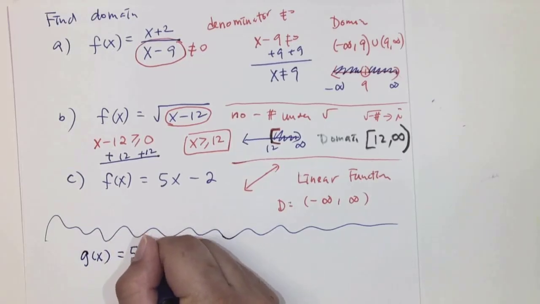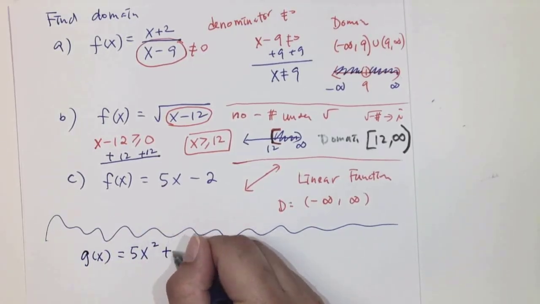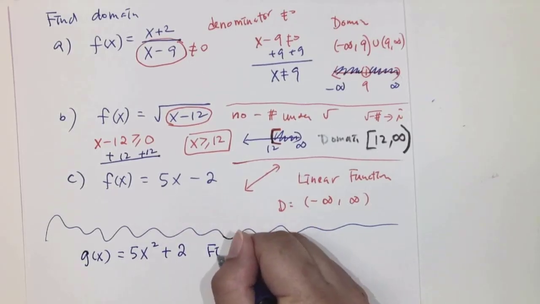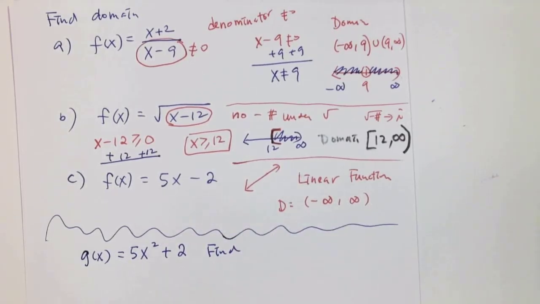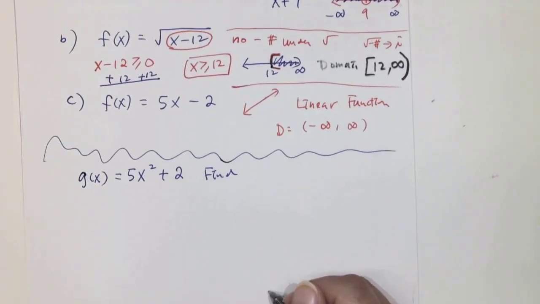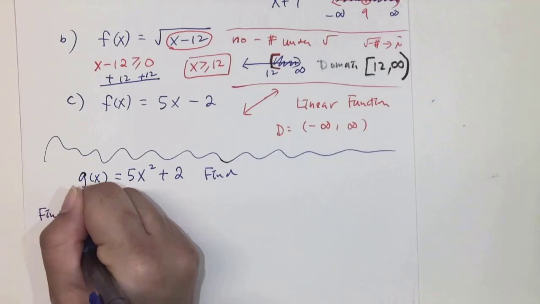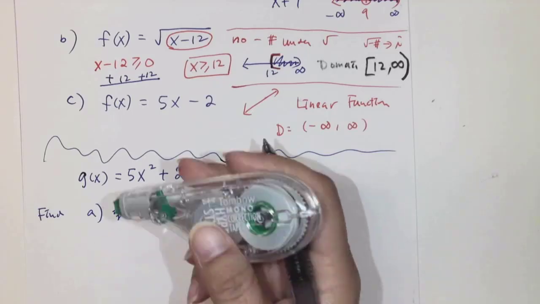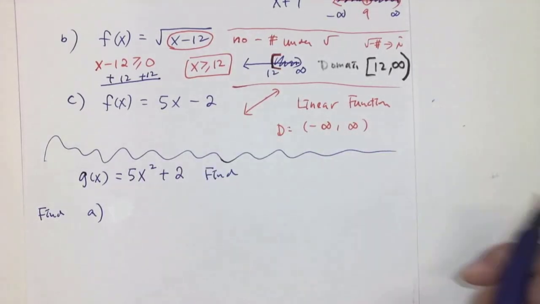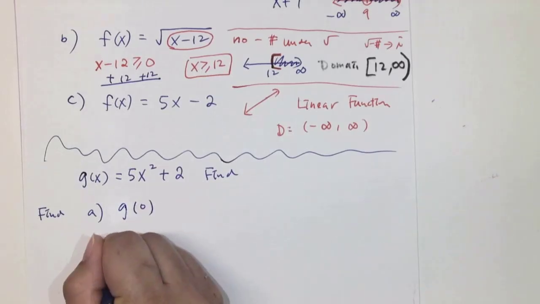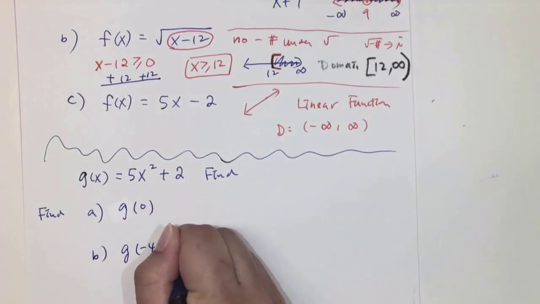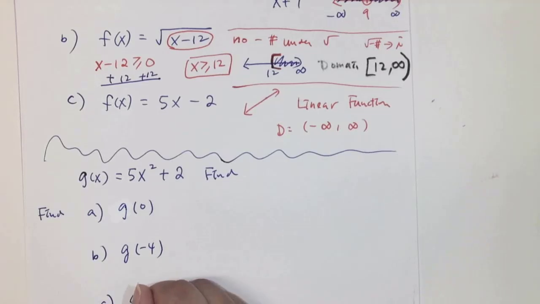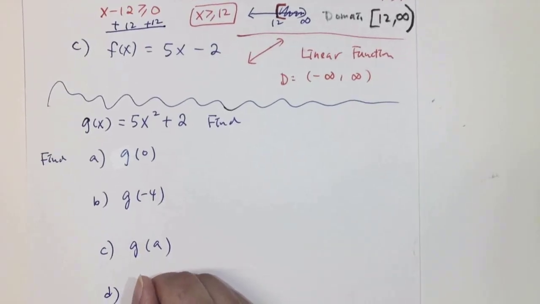The next part we were going to give is the difference quotient, but in past experience, students have such a hard time, so the coordinators say I can break it down like this. Maybe you can find some of them. So given g of x equals this, we want you to find a, g of 0, b, g of negative 4, c, g of a, and d, g of a plus h.